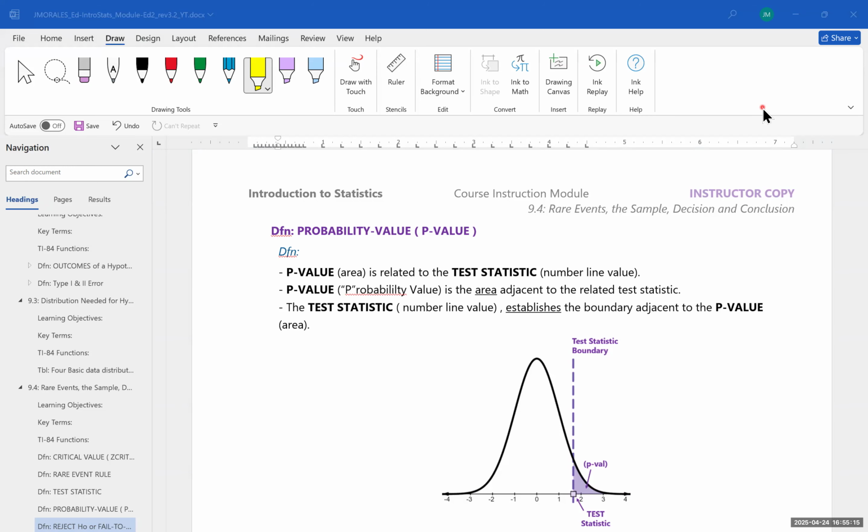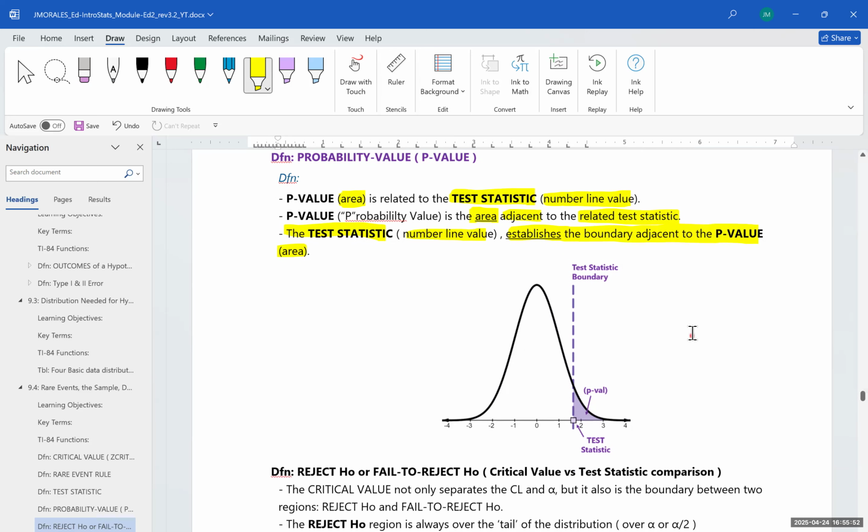Okay, so let's talk about a p-value, which is short for probability value. A p-value is an area that's related to the test statistic, which is a number on the number line. P-value, which stands for probability value, is the area adjacent to the related test statistic. The test statistic, which is a number line value, establishes the boundary adjacent to the p-value, which is an area. And that's what I've shown here in this illustration.